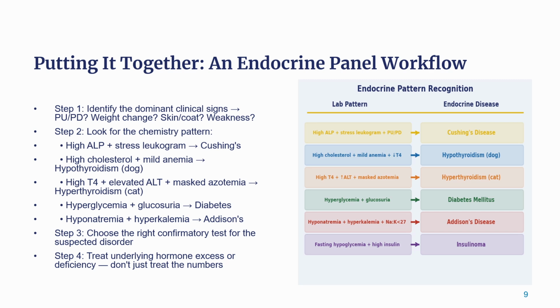A middle-aged dog with hypercholesterolemia, mild anemia, and a dull coat? Think hypothyroidism. An older cat losing weight with elevated T4, high ALT, and a creatinine that was normal last year? Hyperthyroidism with possible masked CKD. A young dog with vomiting, hyponatremia, and hyperkalemia? Addison's. Once you recognize the pattern, you choose the right confirmatory test, not a shotgun approach. And always remember, treat the disease, not just the number.